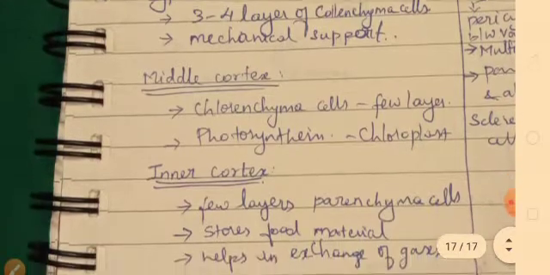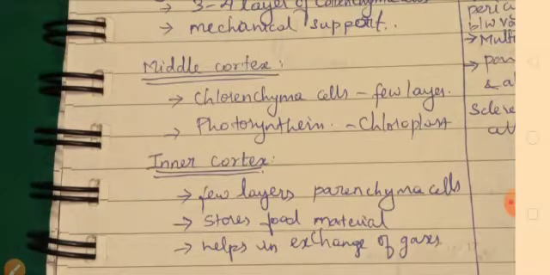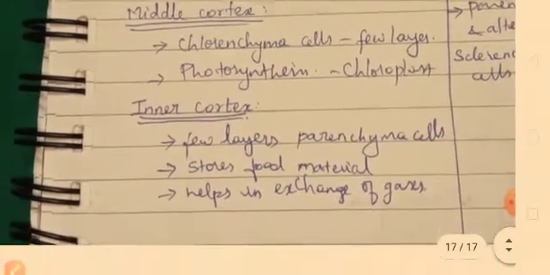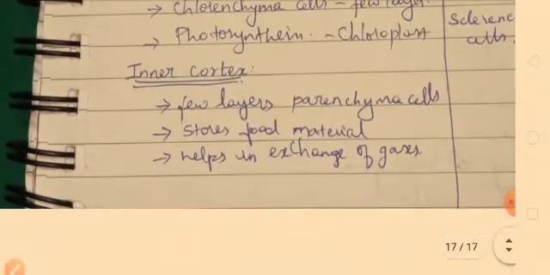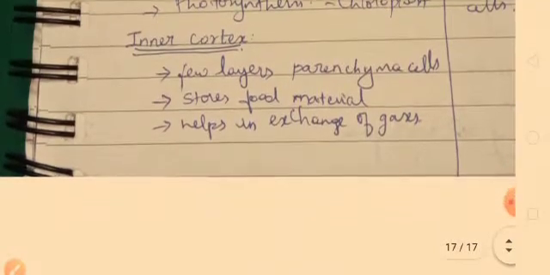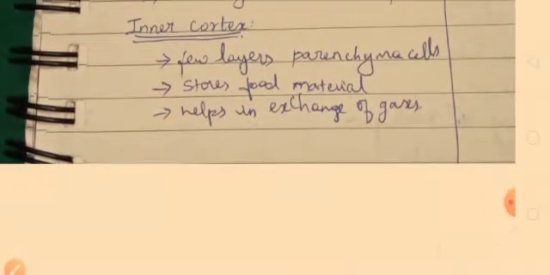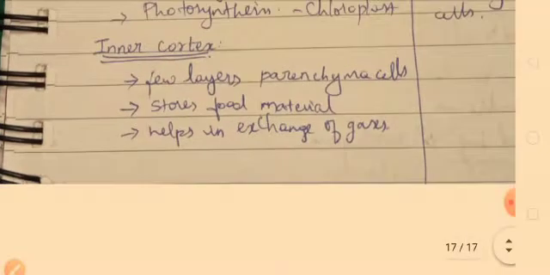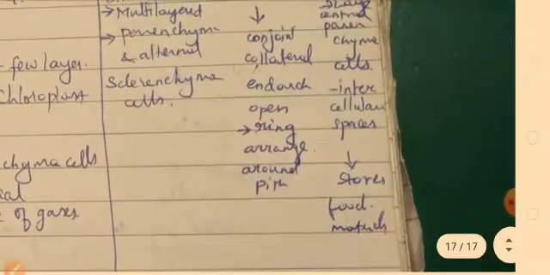Next is the middle cortex. It is made up of chlorenchyma cells. A few layers of chlorenchyma cells are formed with the chloroplast. It is effective in the function of photosynthesis. Then you have the inner cortex layer with a few layers of parenchyma cells, and the important function of this layer is to store food material, and it also helps in the exchange of gases.